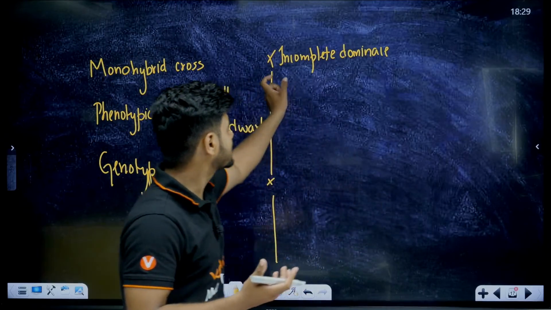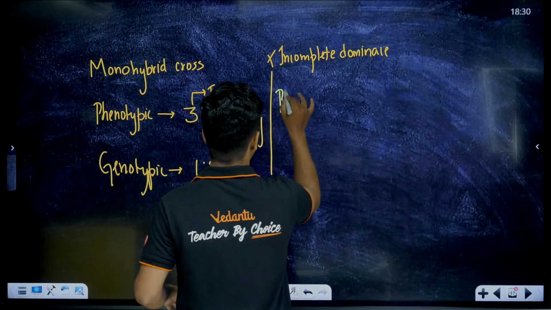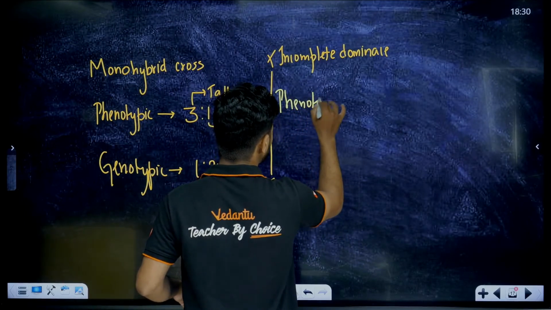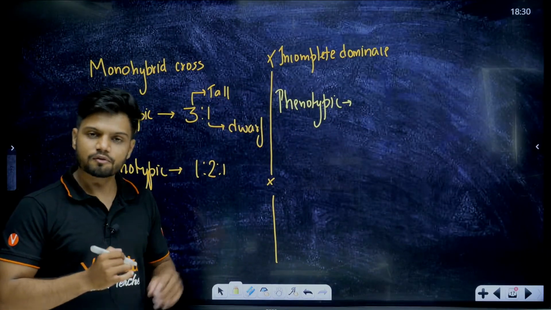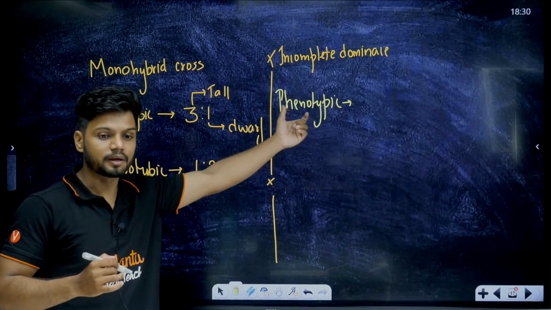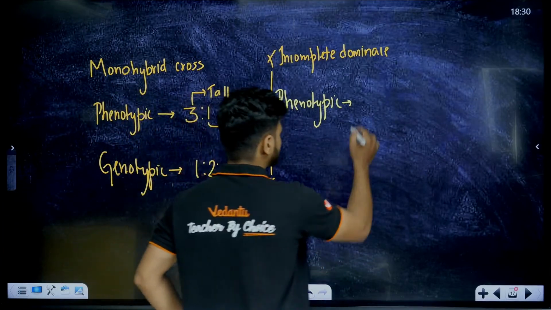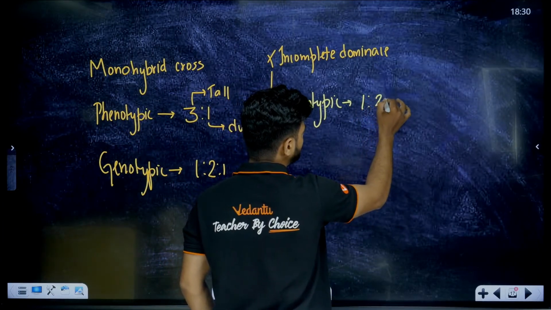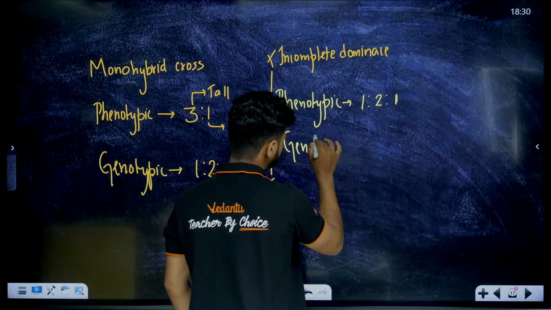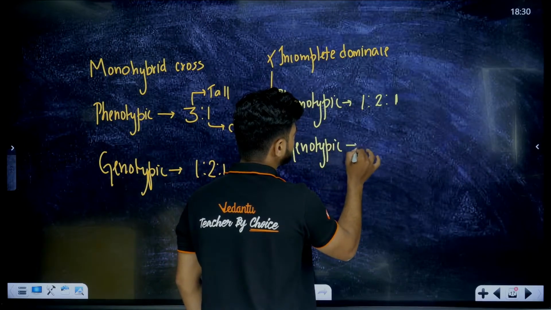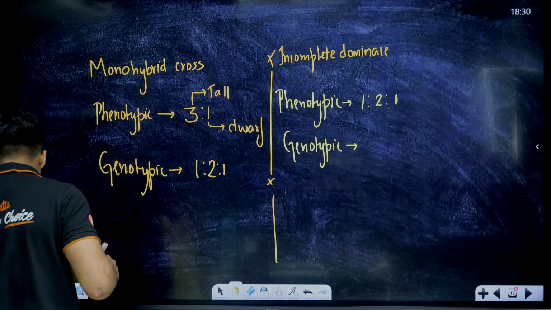So there is incomplete dominance. Basically, your dominant is not doing its work, and because of that, your phenotypic ratio is changing completely. Phenotypic ratio in the case of incomplete dominance is going to be 1:2:1. 1 red, 2 pink, and 1 white. Now, what about genotypic ratio? Genotypic ratio is going to be again 1:2:1.